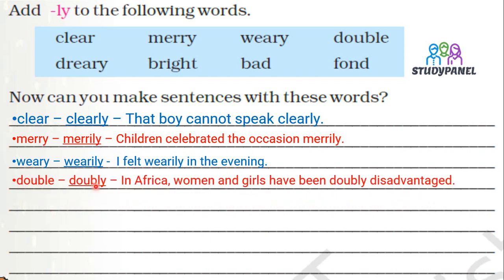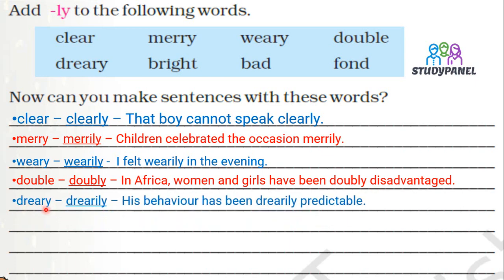Double, doubly. See, here again, one thing you can see is that e is removed and we have added only y: doubly. In Africa, women and girls have been doubly disadvantaged. Yeah, this is a tough statement for you. Africa mein ladkiya aur aurton dono ke liye doubly disadvantage hota. We'll not go deep into it, but we'll just keep in mind this word doubly.